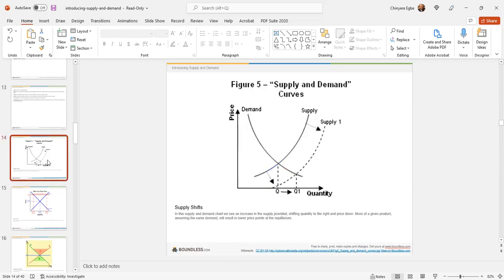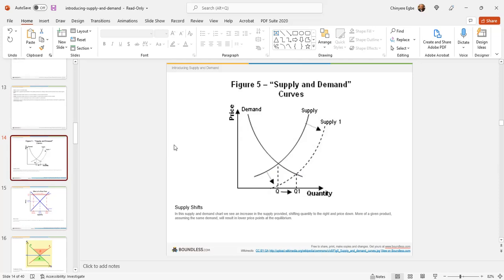Now, the same thing goes for supply. Supply can increase from the original supply curve to supply one. Now, what can cause increases in supply? Technology can also cause an increase in supply, okay? If technology improves, the system of production improves so that you can produce more using the same inputs, then there'll be an increase in supply, okay?